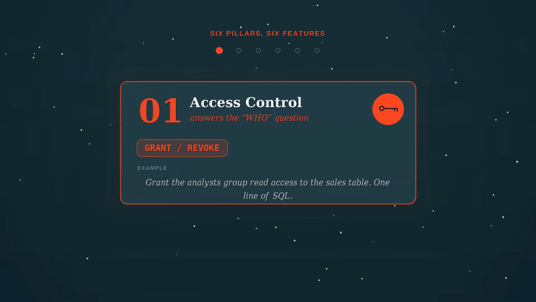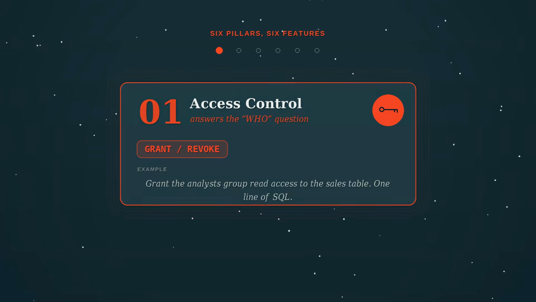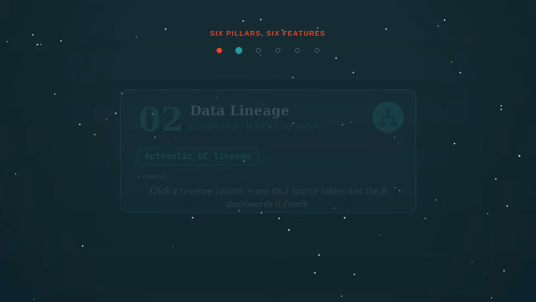So the first one is data access control. This is the who question. In Unity Catalog, you handle it with GRANT and REVOKE statements. The exact same SQL muscle memory you would use in any database. Example: grant the analysts group read access to the sales table, one line of SQL, done. We go deep on this in episode 3.